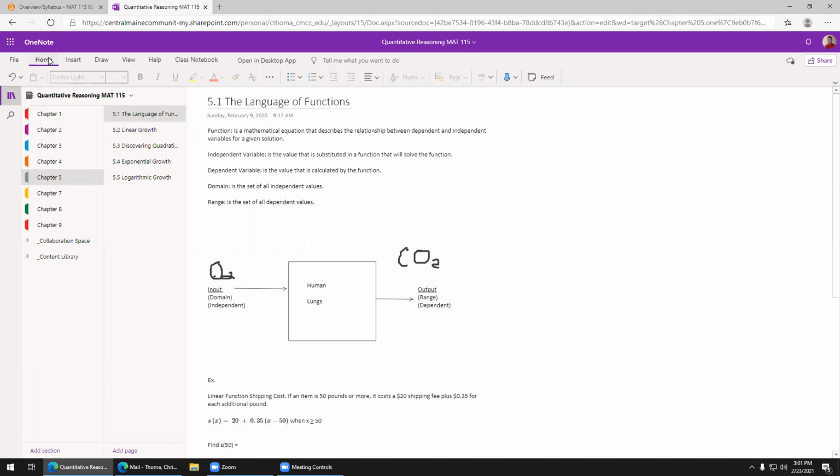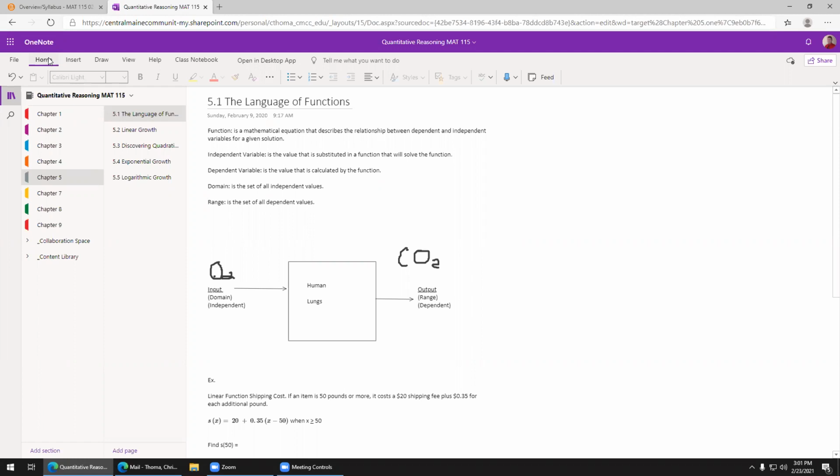Independent variable is the value that is substituted into the function that will solve the function. You will get a result. The dependent variable is the result of the function, right? What does the equation equal?